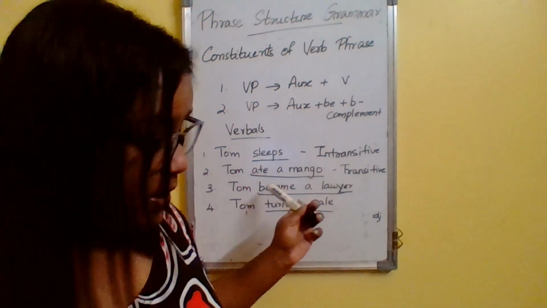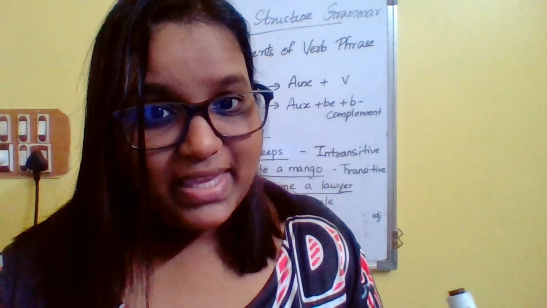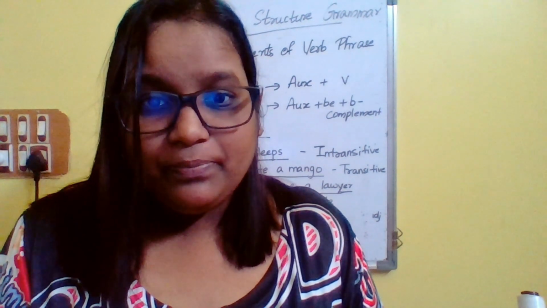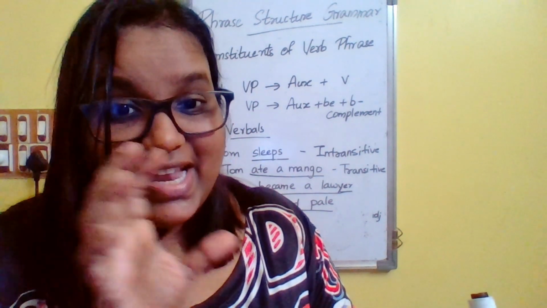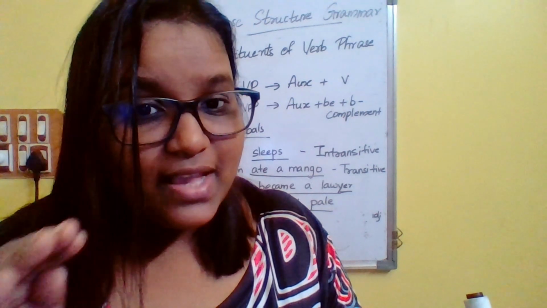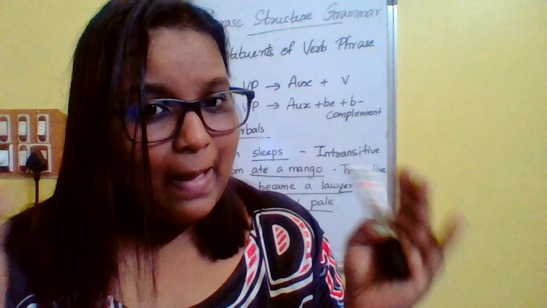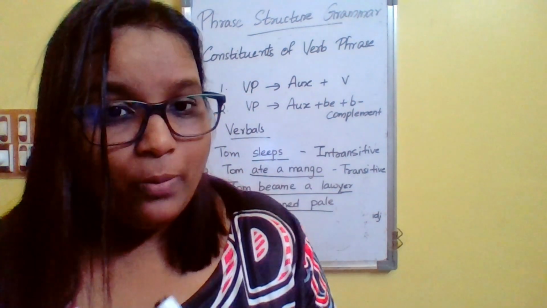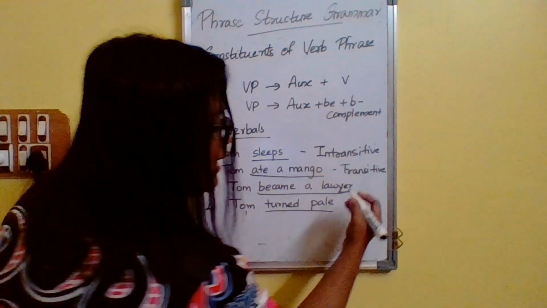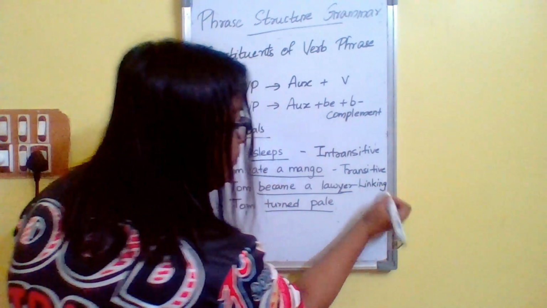Now, Tom became a lawyer. What if I say Tom became? But what did he become? So became, or become, is actually a linking verb. It links us to the idea of what Tom actually became. So it's actually a completing verb too. It links the subject to the complement. So it is called a linking verb. Became is a linking verb.